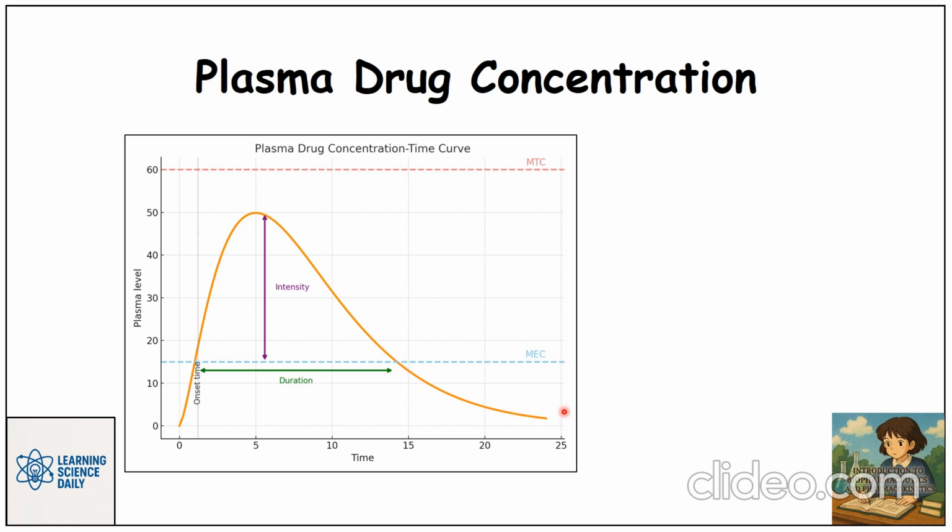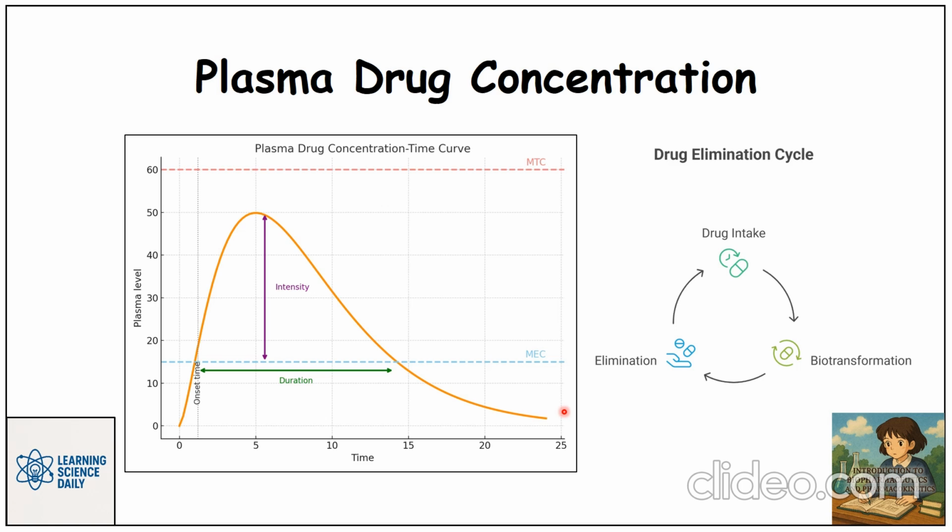The body removes the drug in several ways. The body can remove the drug through urine, by breaking it down in the liver, a process known as biotransformation, or through other ways like sweat, feces, or breathing it out. In short, the curve helps us understand how long the drug stays in the body and how fast it's removed.